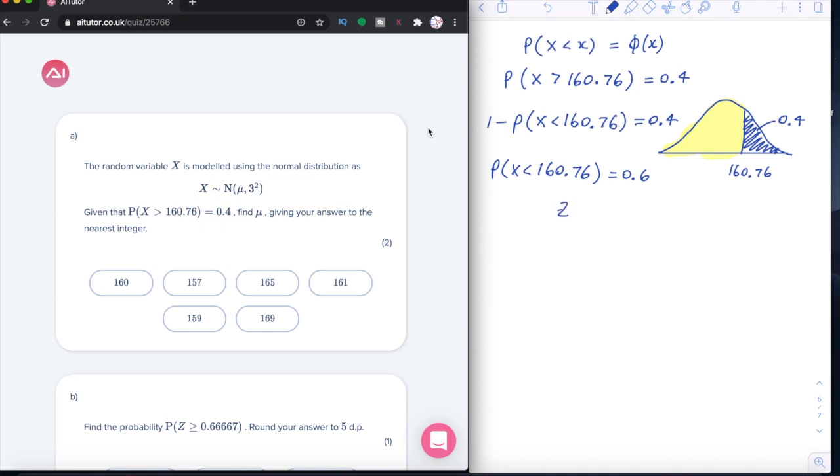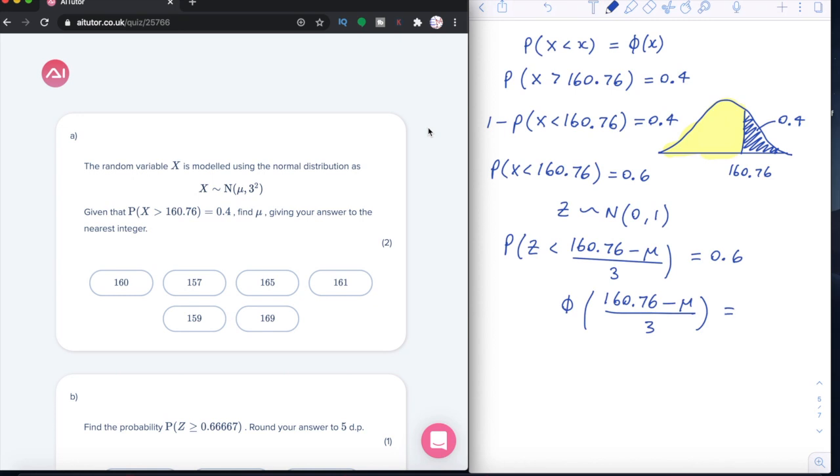So the random variable z will be normally distributed with a mean of 0 and a variance of 1. And this means that the probability that z is less than (160.76 minus the mean mu) over the standard deviation sigma, which in this case is 3, equals 0.6. So we can write this as phi of (160.76 minus mu) over 3 equals 0.6.